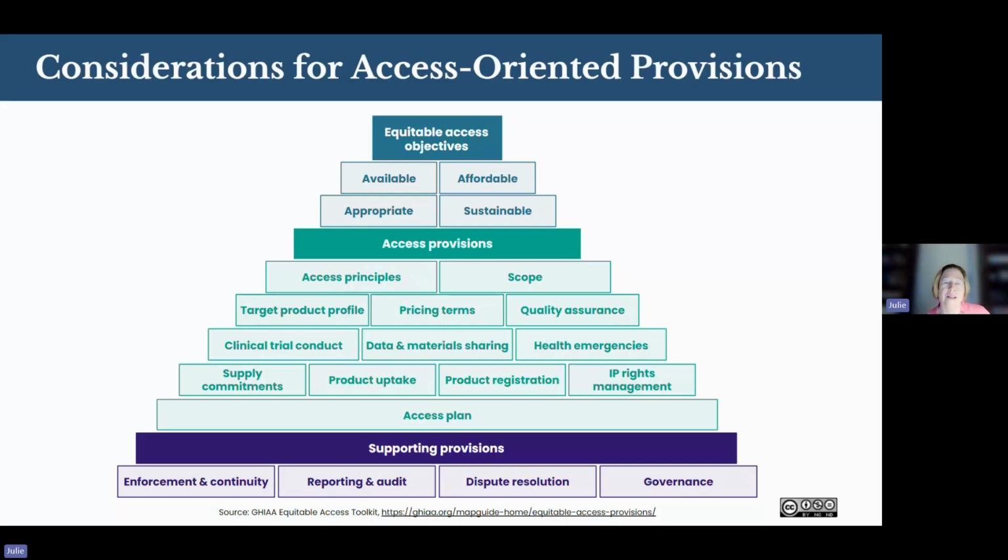But as you look at our equitable access pyramid, what starts as the top are the equitable access objectives. So that a product be available, affordable, appropriate, you can look at our definition, and sustainable. And then below that section are what we call the access provisions. These are really the provisions in an agreement to achieve access specifically. So there'll be the access principles for the agreement, what the parties are trying to achieve, the scope of the agreement, what they cover. Many of you will have worked with target product profiles.